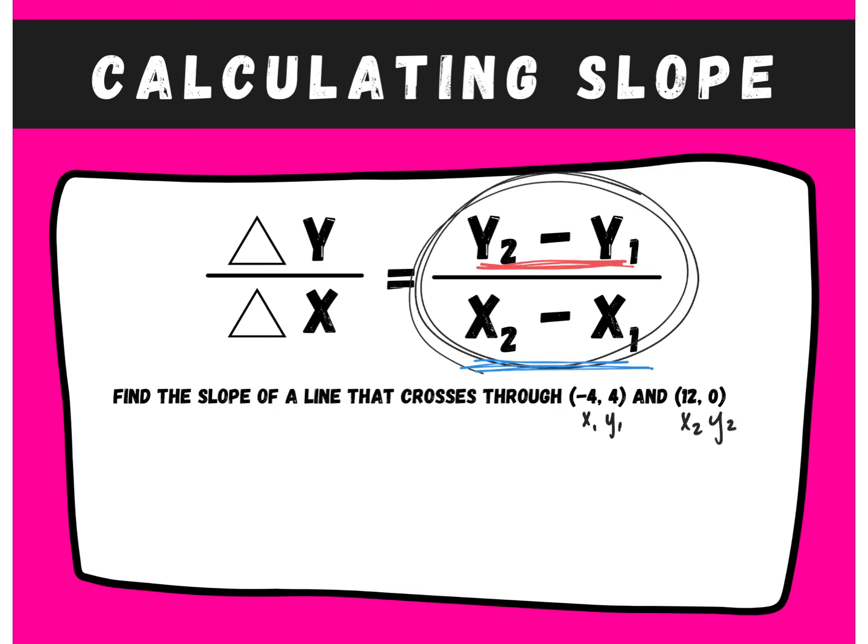Now, it doesn't really matter which one's which, but it does matter that each point has an x and a y and that they go together. So in this case, x1 goes with y1 and x2 goes with y2.